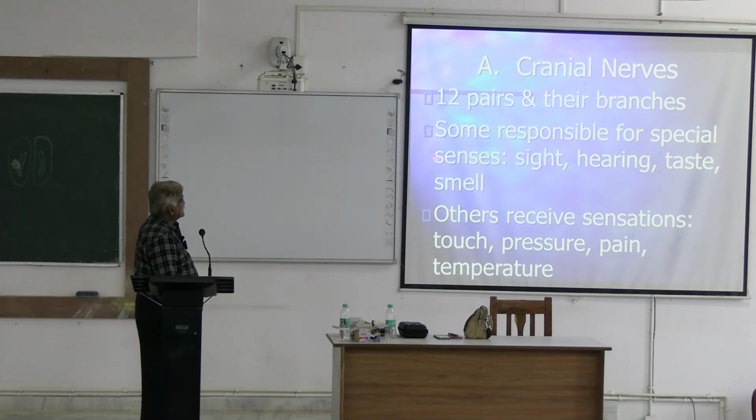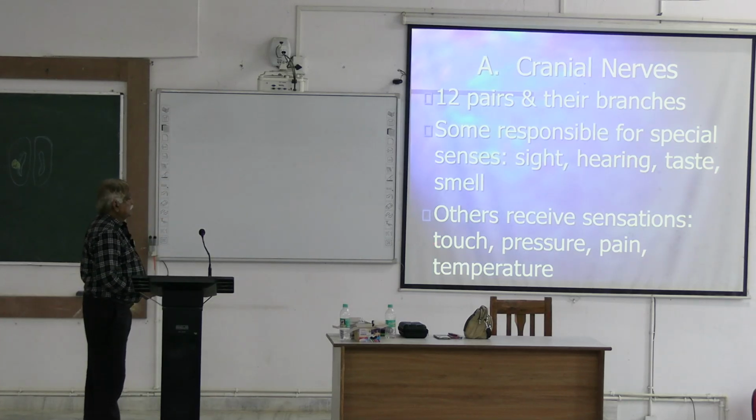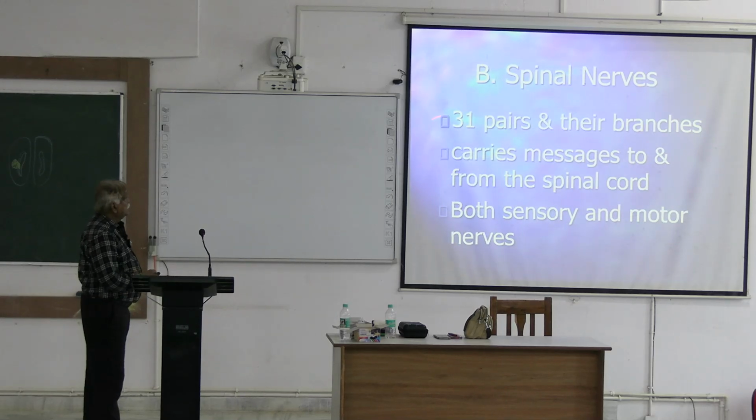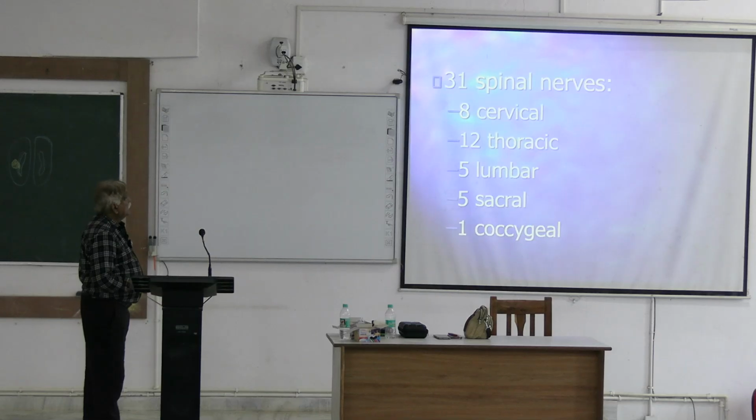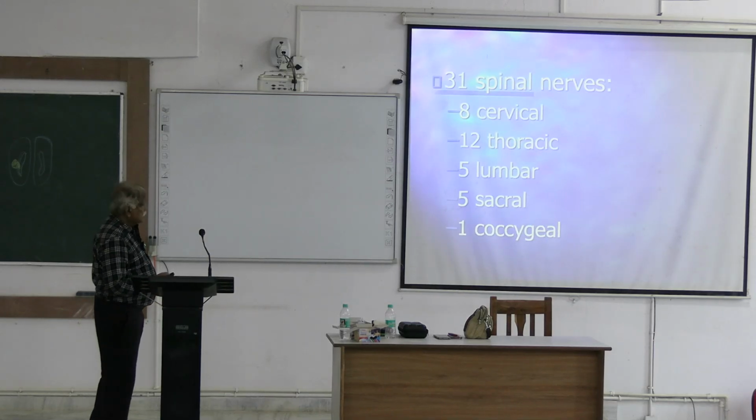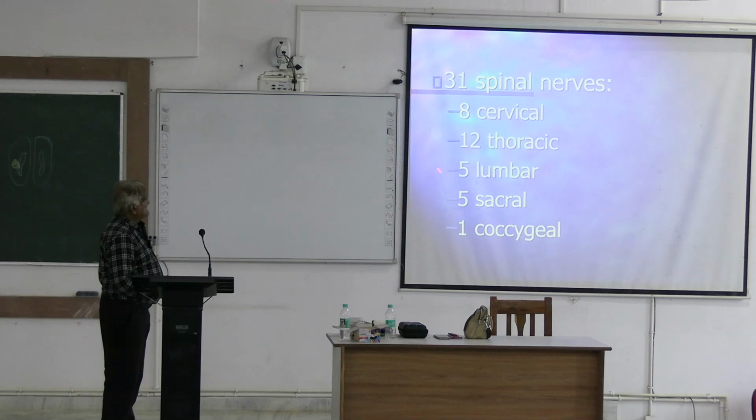Some cranial nerves are responsible for special senses: sight, hearing, taste, smell. Others receive sensation: touch, pressure, pain, temperature. Spinal nerves: 31 pairs and their branches carry messages from the spinal cord, both sensory and motor. The 31 spinal nerves are 8 cervical, 12 thoracic, 5 lumbar, 5 sacral, and 1 coccygeal.